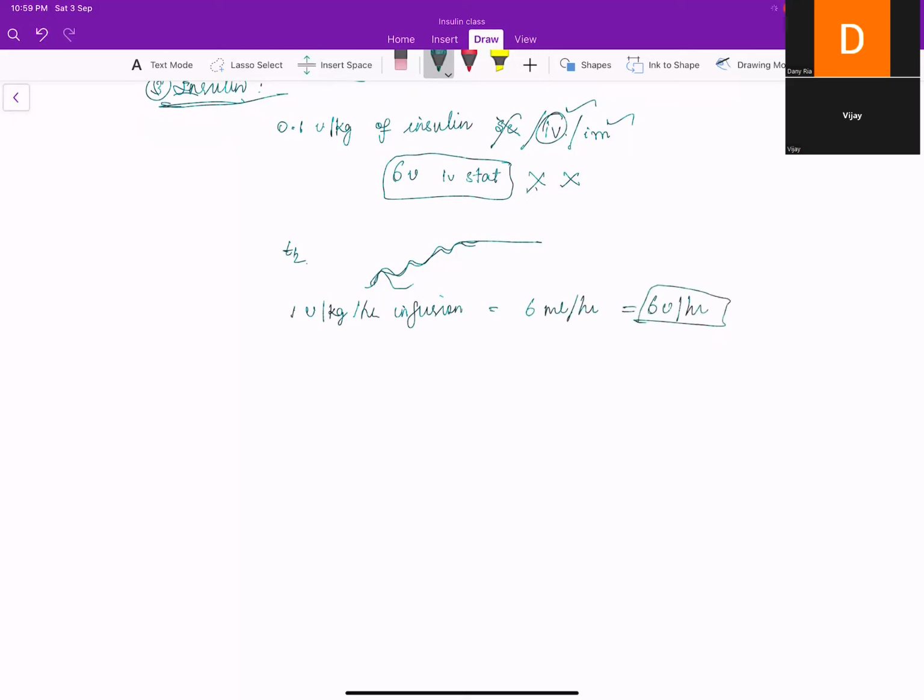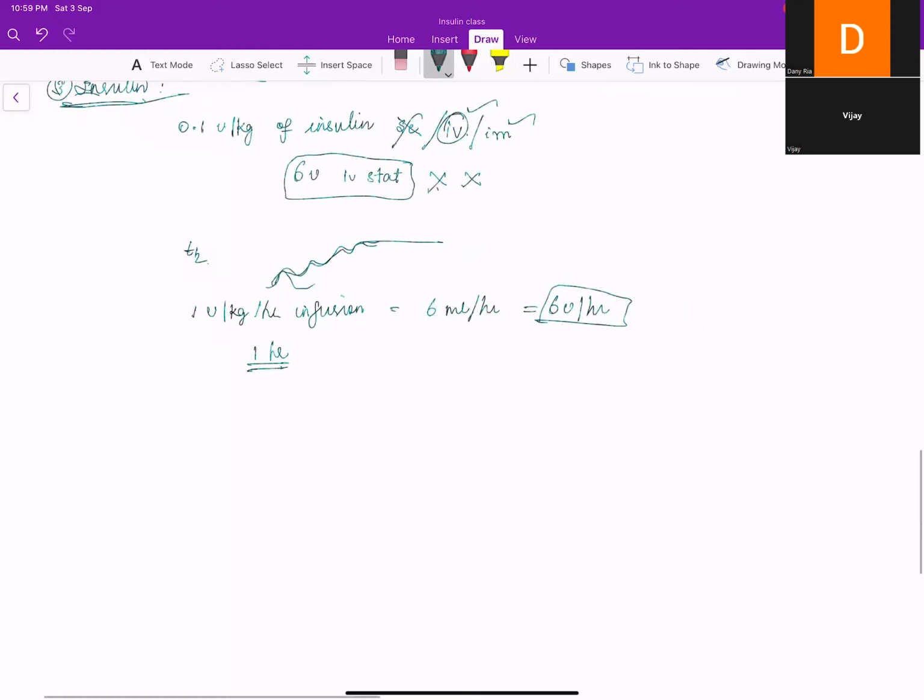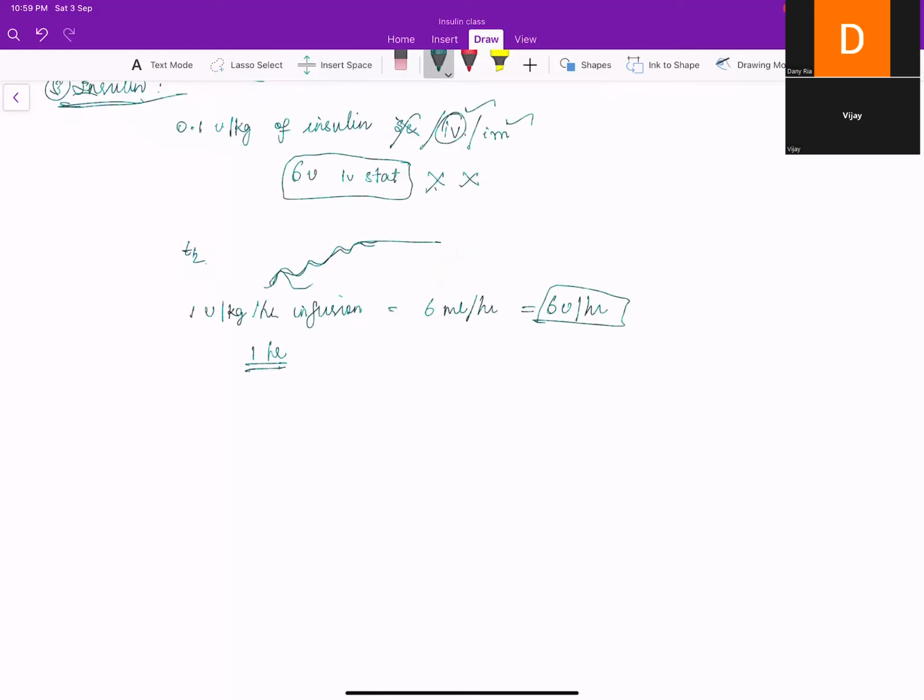But the most important thing is not starting insulin. You have to monitor every 1 hour. Which insulin should be started for this, like ultra short acting? Regular insulin. Both can be used, but in my practice, regular insulin.